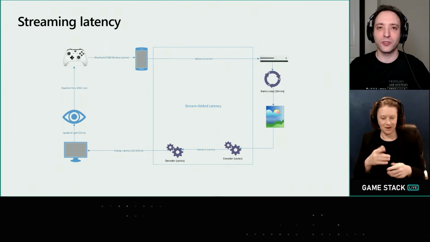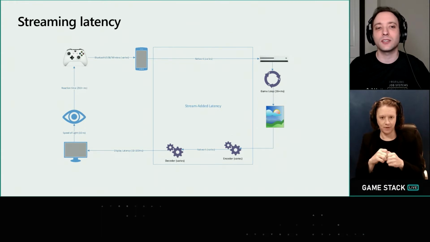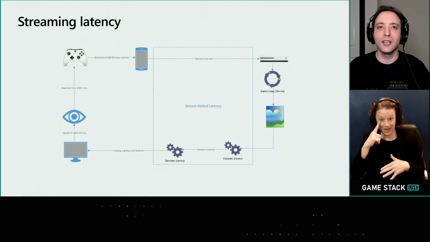Displays actually have very different amounts of latency. It can vary from a fast gaming monitor to a slower TV that isn't in gaming mode. There's just a tiny little speed of light delay getting from the display to the player's eyeballs. And then give or take about 250 milliseconds of time for the player to process what they've just seen and react to it.